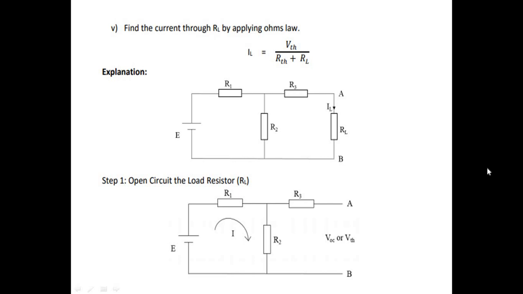Last point, find the current through RL applying Ohm's law. That means load current IL is equal to V Thevenin divided by R Thevenin plus RL.